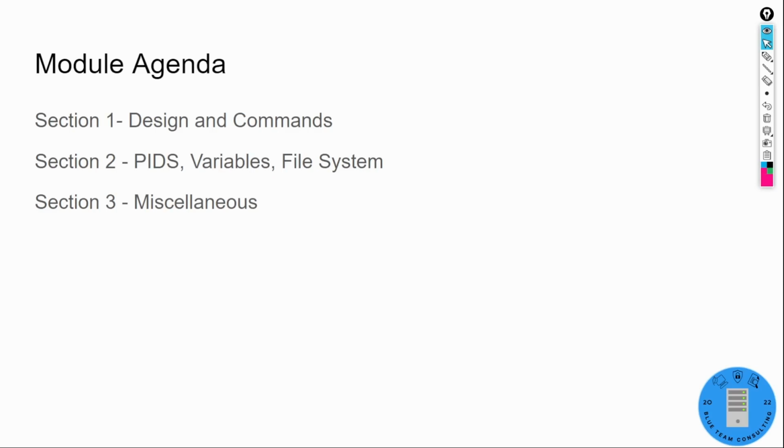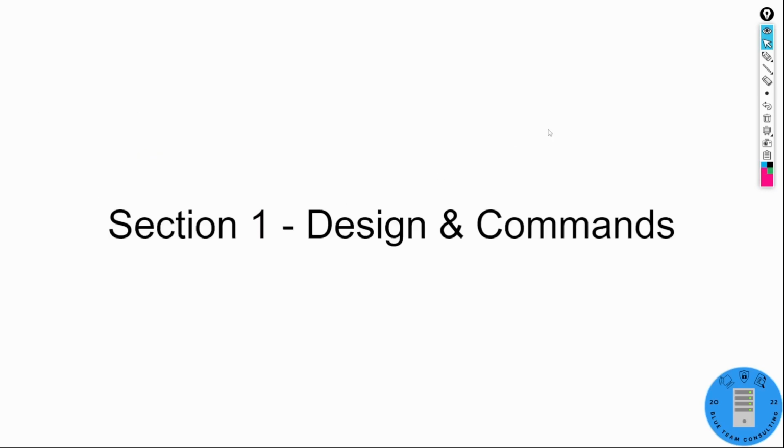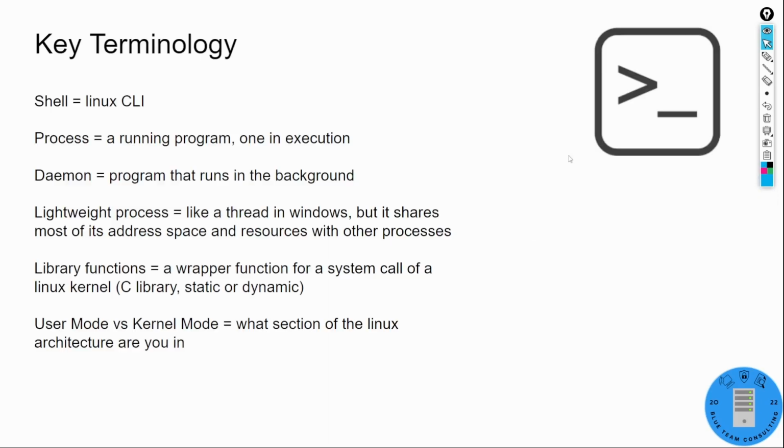We'll go into section 2. We'll cover PIDs, variables, and the file system. And then section 3 is just miscellaneous stuff that I think you should know as it relates to Linux. Didn't know a common category to put them all in, so they ended up in miscellaneous. We can go ahead and start with section 1 for the design and commands.